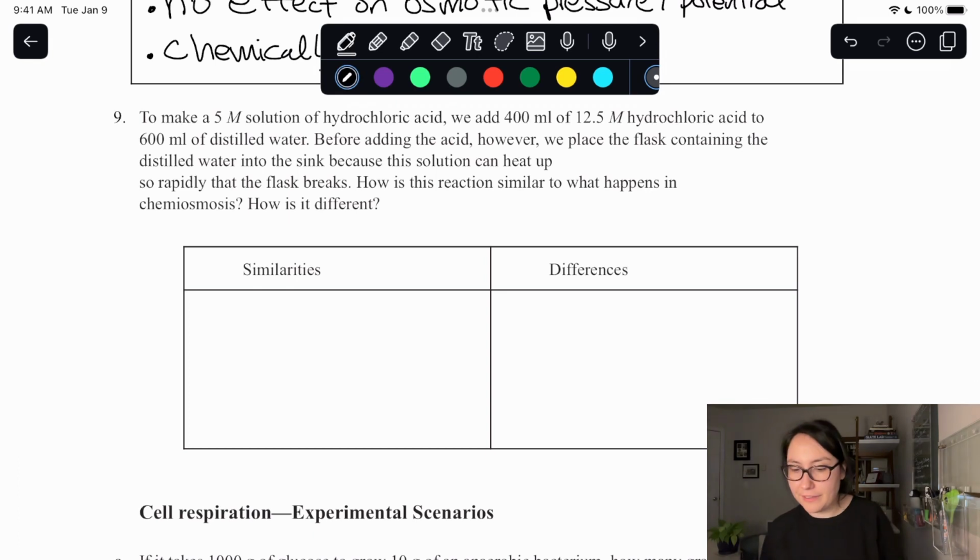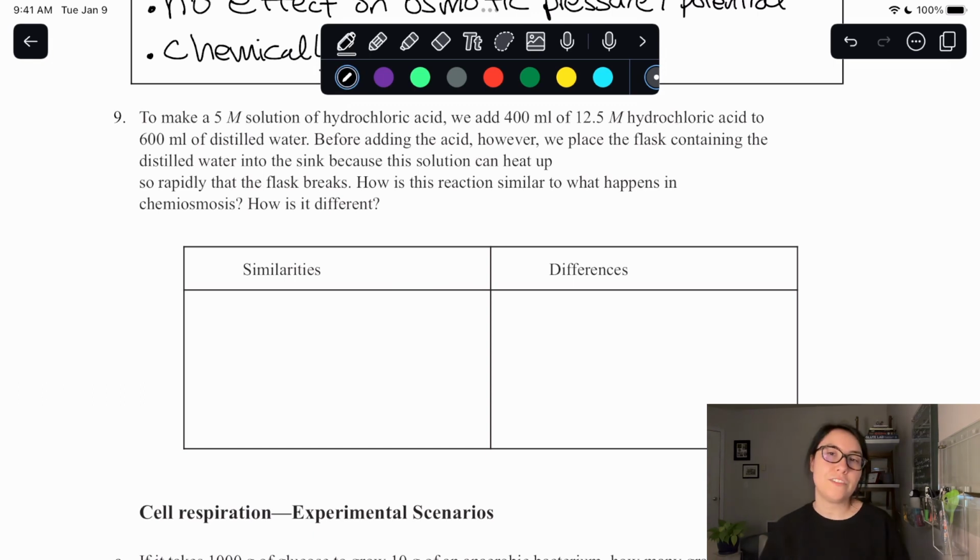So here is number 9. To make a 5 molarity solution of hydrochloric acid, we add 400 milliliters of 12.5 molarity hydrochloric acid. That's a lot of hydrochloric acid. To 600 milliliters of distilled water. For adding the acid, however, we place the flask containing the distilled water into the sink because the solution can heat up so rapidly that the flask breaks. How is this reaction similar to what happens in chemiosmosis? How is it different?